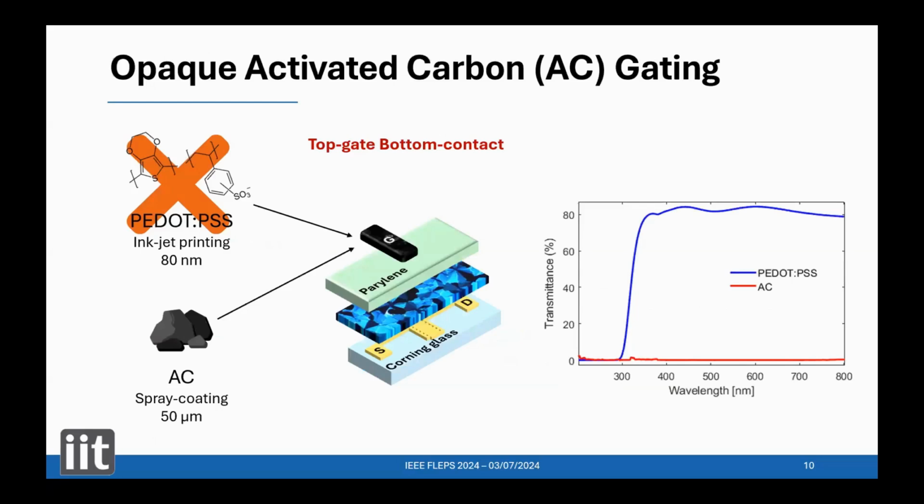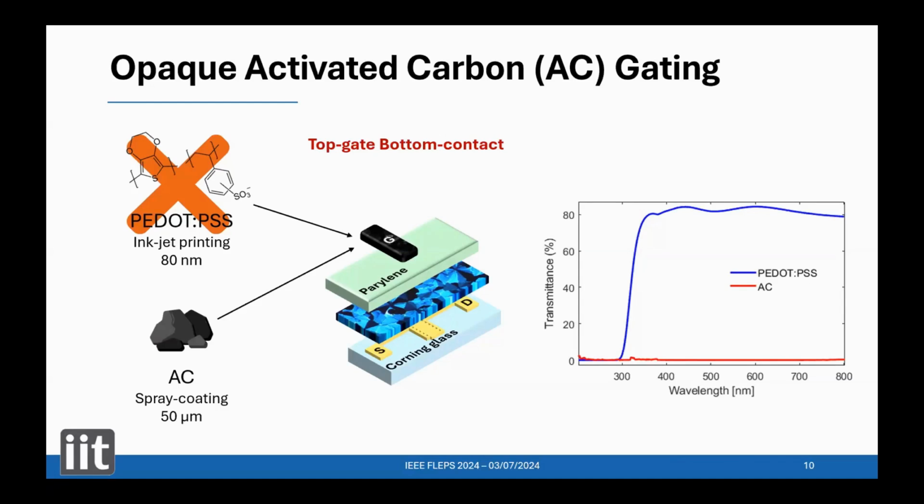So our strategy to counteract this effect was replacing the transparent PSS gate with an opaque activated carbon gate. The idea was to block out light, physically block out light from the channel area. And as you can see, this is exactly what happens.